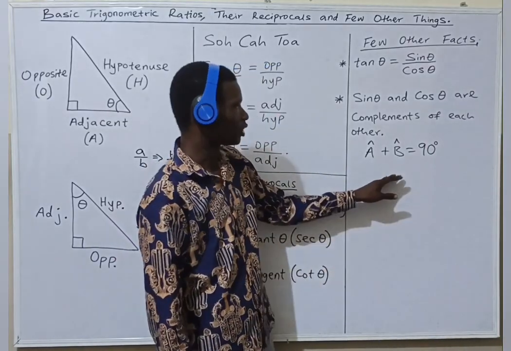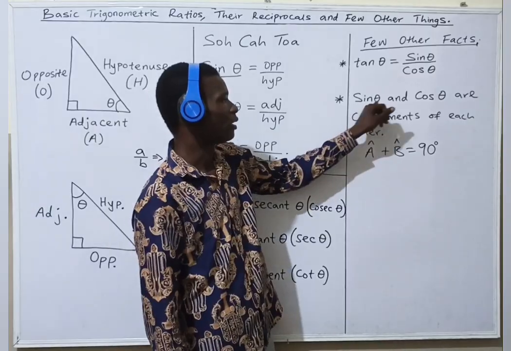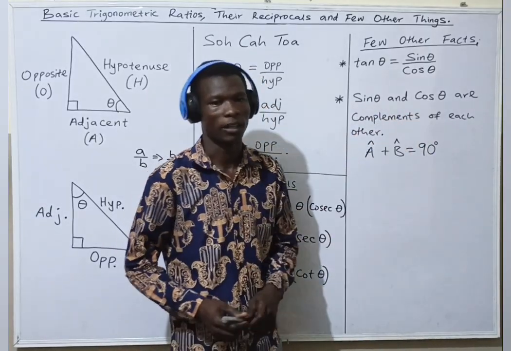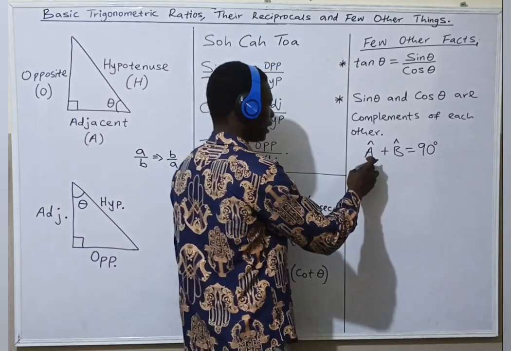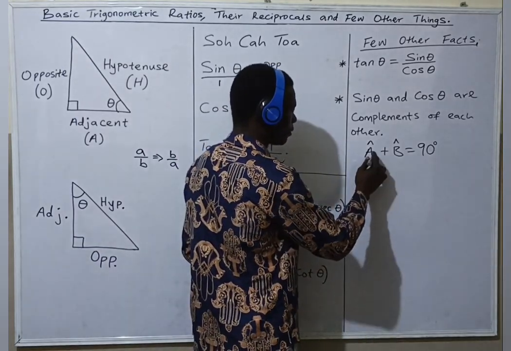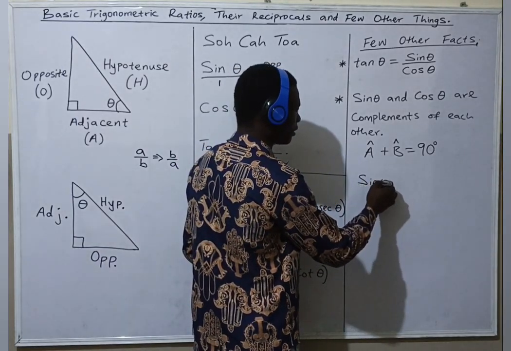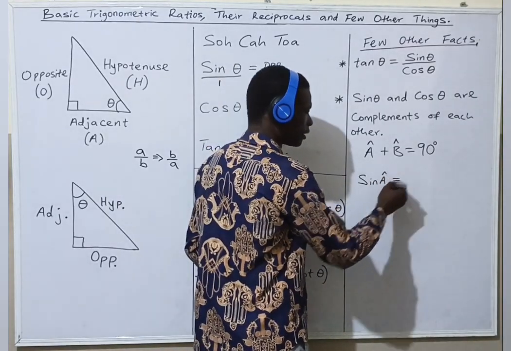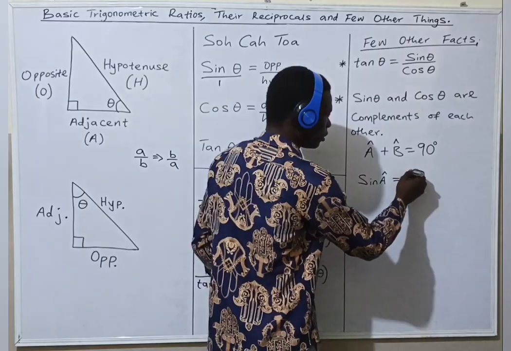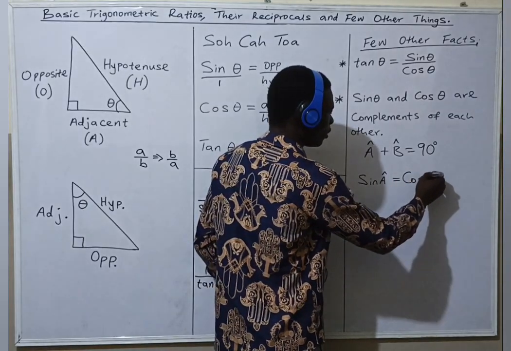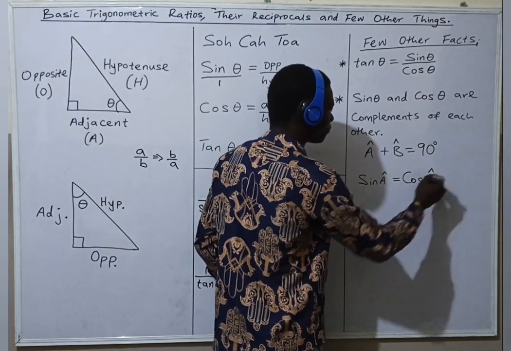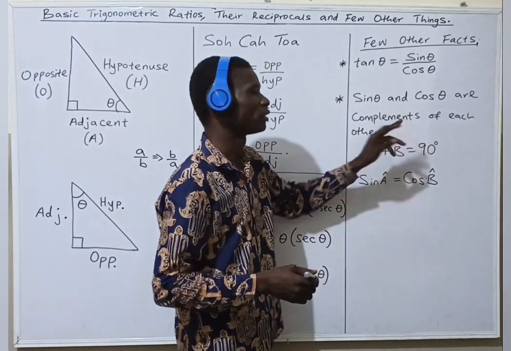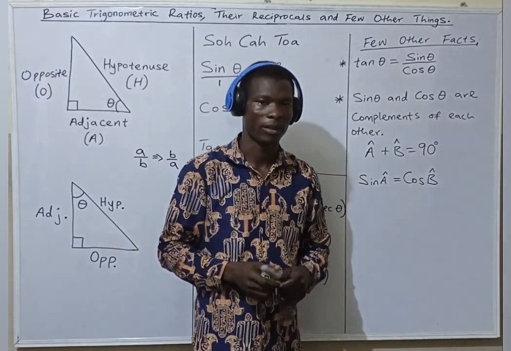Now, what is the implication of this to sine theta and cosine theta when we say they are complements of each other? It is saying that if you pick angle A and you do the sine of angle A, the answer you are going to get will be equal to the cosine of angle B. Why? Because sine and cosine themselves are complements of each other.